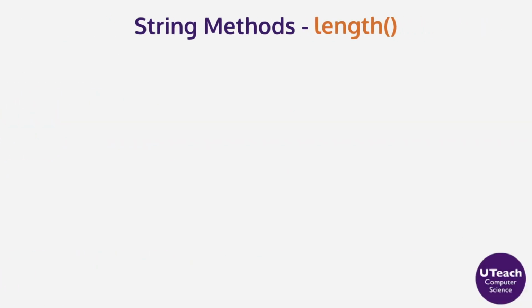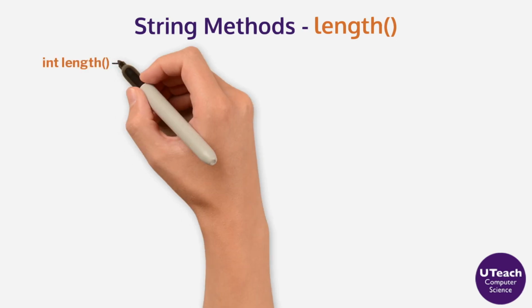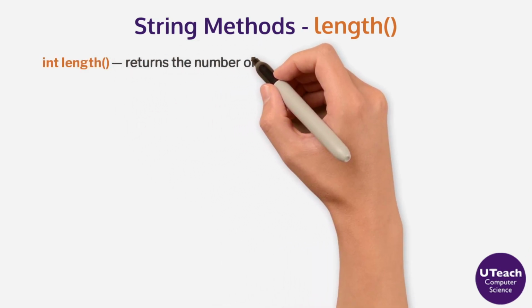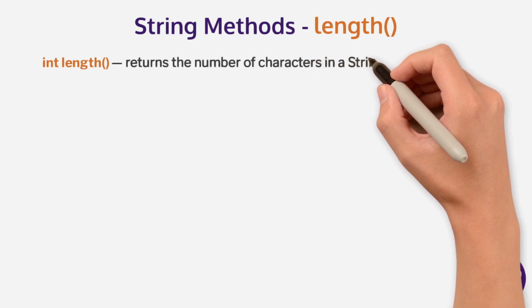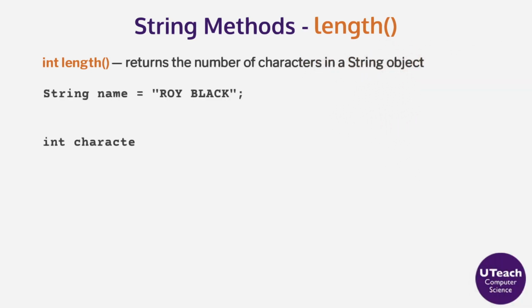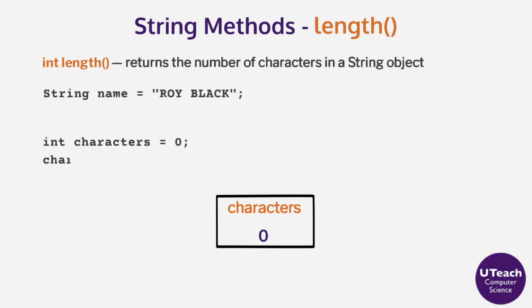The String class has many useful methods available. The length method returns the number of characters in a string object as an int value. For example, assigning the variable characters to name.length results in characters containing the number of characters in the string name, which would be the value of 9.